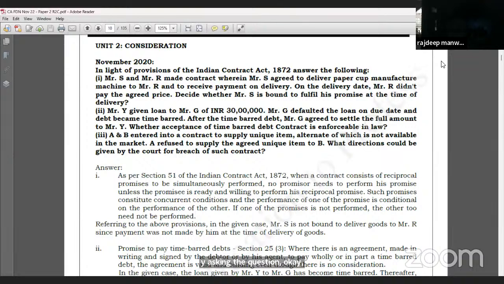As per Section 51 of the Indian Contract Act 1872, when a contract consists of reciprocal promises to be performed simultaneously, no promisor needs to perform his promise unless the promisee is ready and willing to perform his reciprocal promise. Such promises constitute concurrent conditions, and the performance of one promise is conditional on the performance of the other. If one of the promises is not performed, the other need not be performed. Because they mention Indian Contract Act, and this is reciprocal promises. Got it?